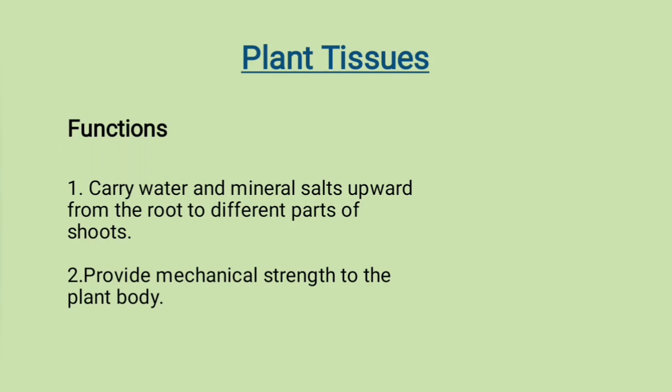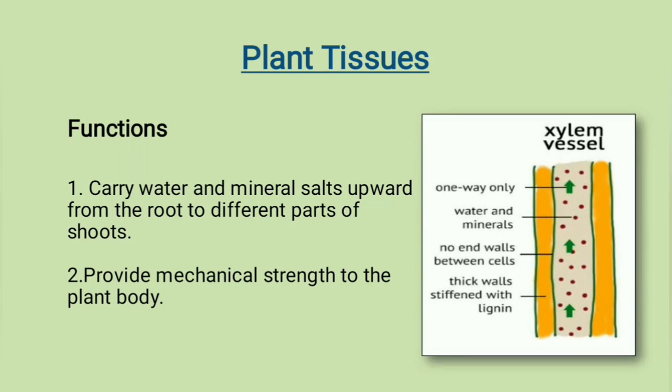Now let's come to the function of xylem tissues. The main function of xylem is to carry water and mineral salts upward from root to different parts of the shoot. This is the major function of xylem tissue. Other than this, since walls of tracheids, vessels and sclerenchyma of xylem are lignified with lignin, they give mechanical strength to the plant body also.